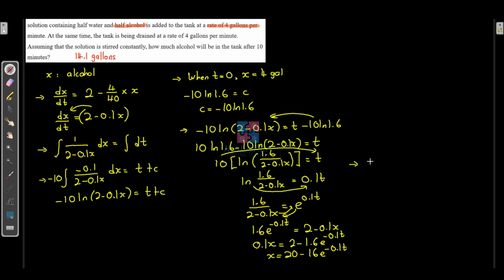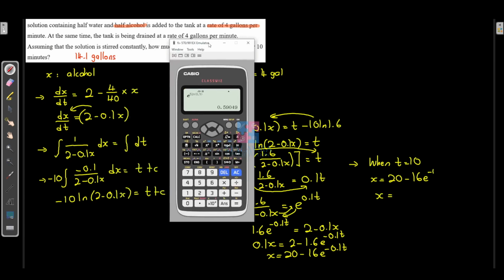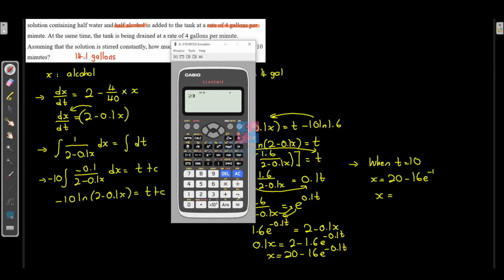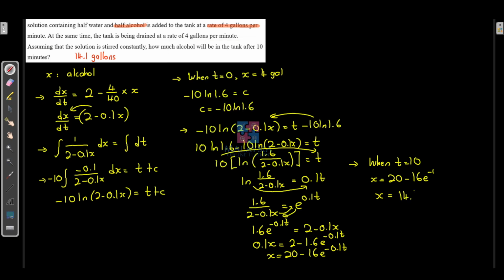So we can write when t equals 10, x equals 20 minus 16 e to the power of negative 0.1 times 10, which is negative 1. So let's calculate this and see whether we get 14.1 gallons or not. So 20 minus 16 shift, e to the power of negative 1. So you can see the answer is 14.1 gallons. So we get the answer to be the same as the one that I wrote in the beginning.